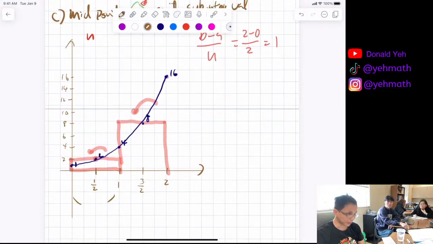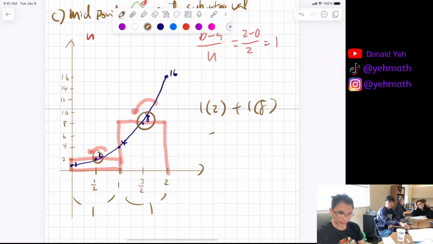One rectangle is what? 1. And this is 1. So I'm going to use 1 times 2 because I base it on the 2. That's why I draw the value there, and I draw the 8 there. Plus 1 times 8, that's equal to 10. So one is 15, one is 7.5. This one's 10.